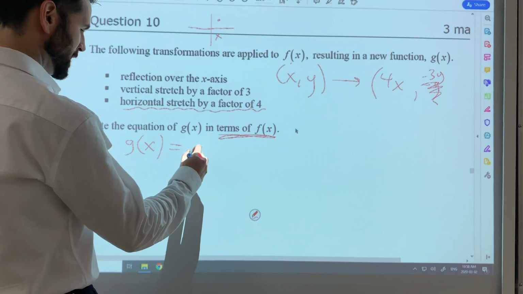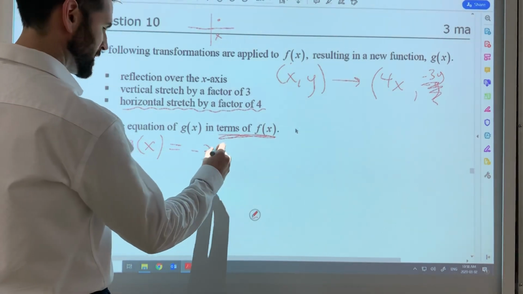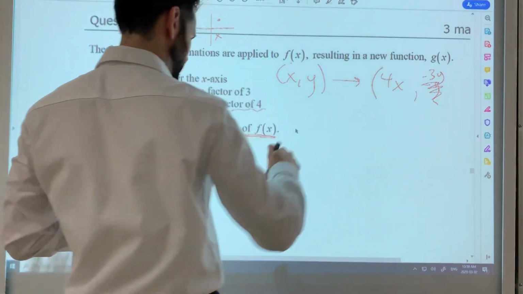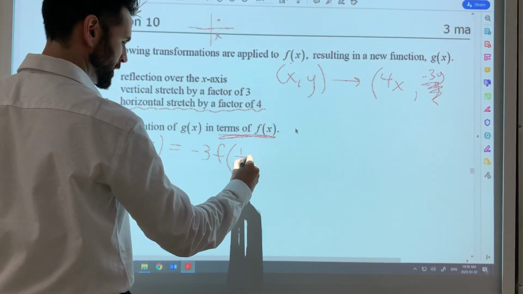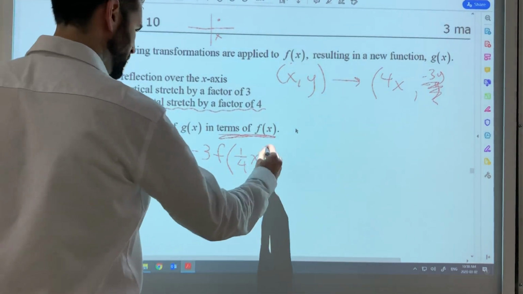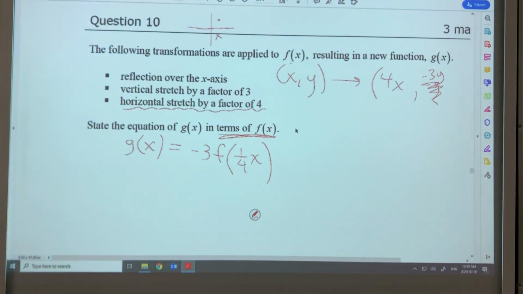So, writing it in terms of f of x. Let's see, I'm going to go -3 f of x. So f, open a bracket. Now I got to write, if I'm multiplying by 4, that means I would write 1/4 x, or x divided by 4 would be appropriate. And I believe that's it.